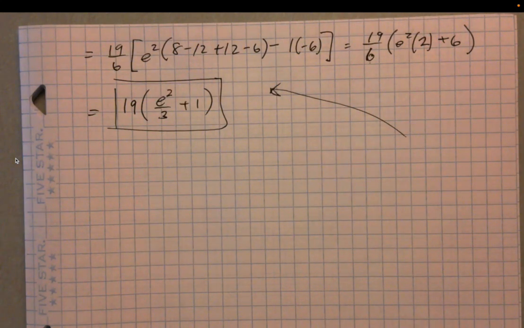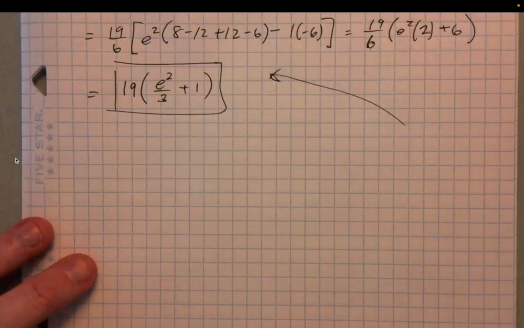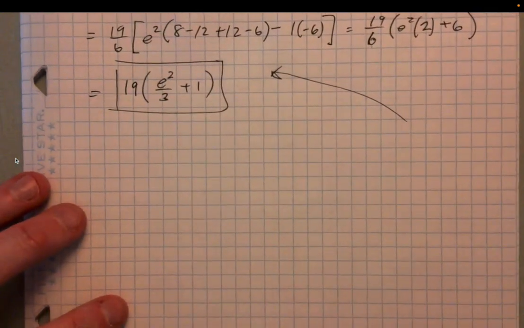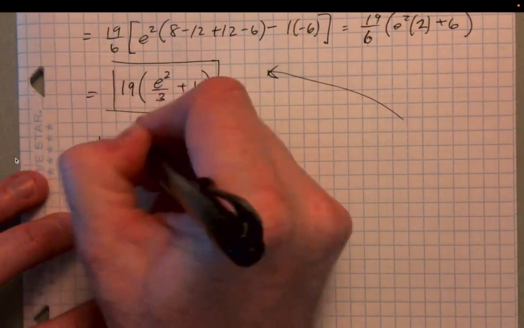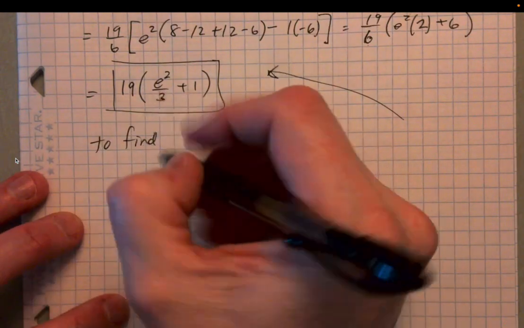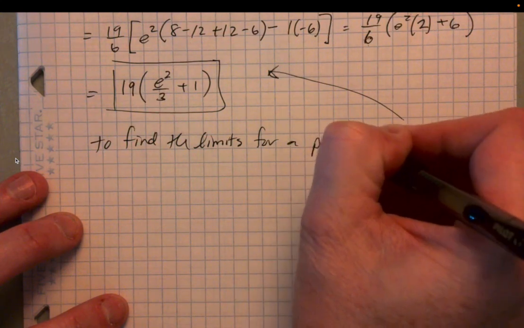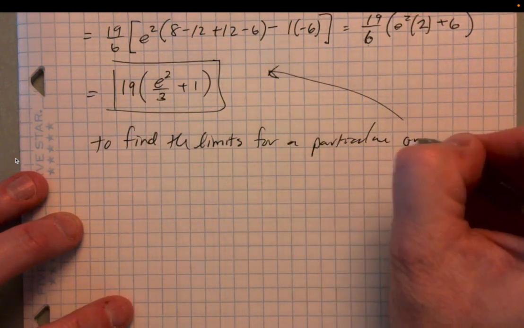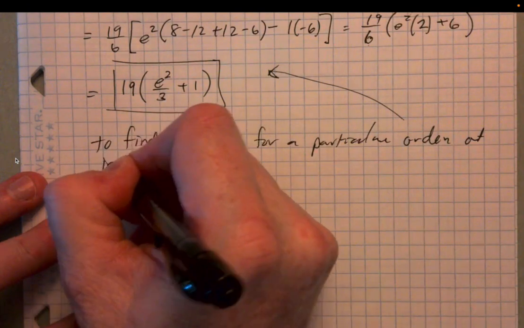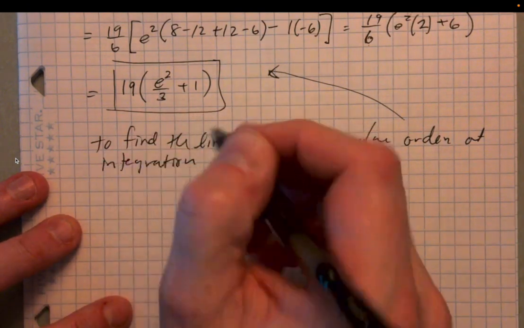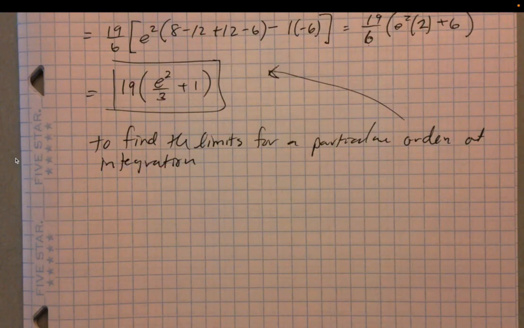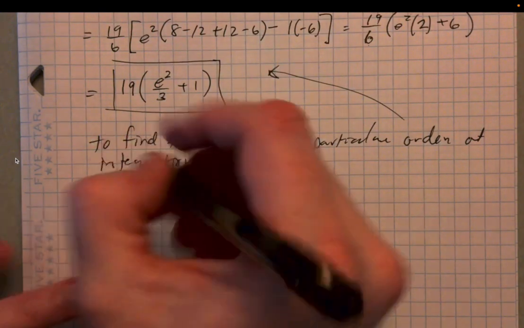Now let's do an example where we have to start from a given solid, and we have to evaluate what the limits happen to be. And so let's start by talking that through a little bit. So to find the limits for a particular order of integration, it's a good idea, in general, to begin with the innermost limits.